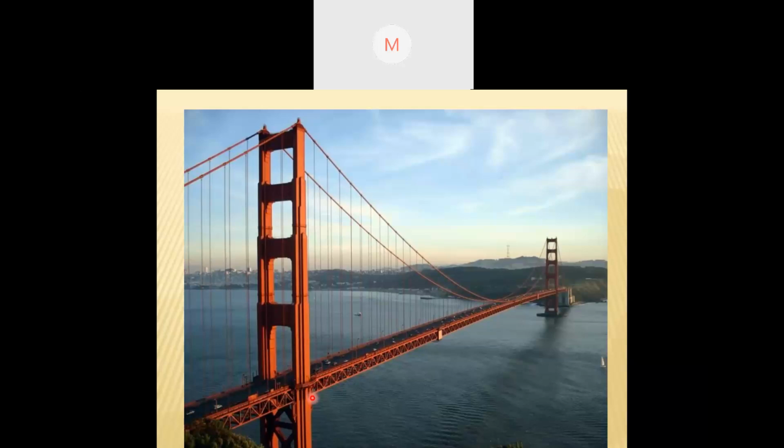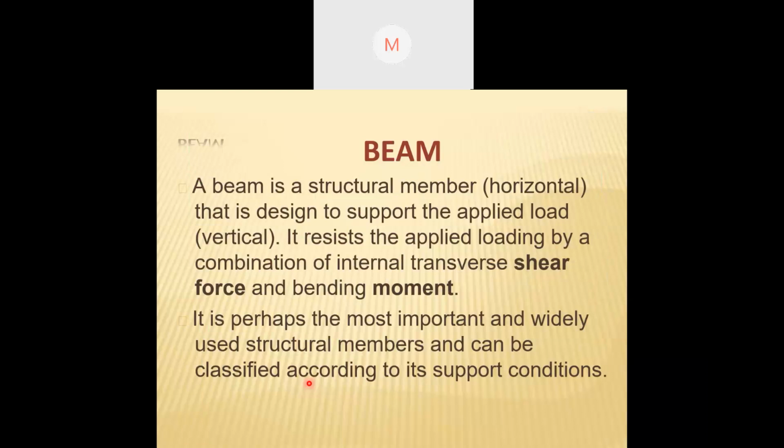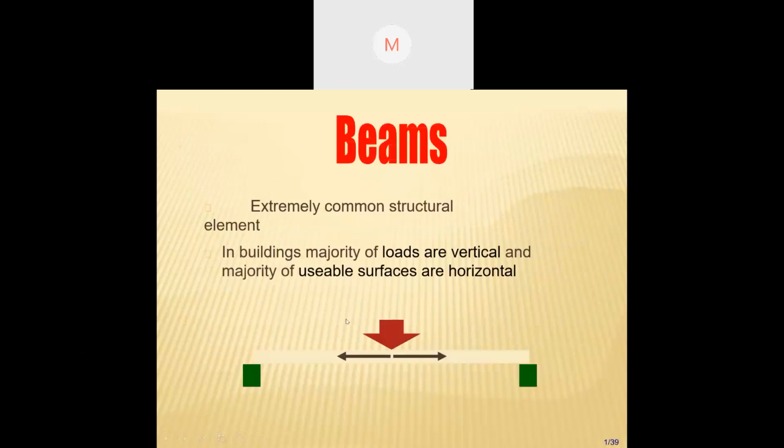Yes, sir. So in this bridge, what happens? If this is a fixed support here at this end and at this end, then this can resist what? Forces from this side as well as the moments. That's simple. Now, you can go to the definition of beams. What are the different types of beams?